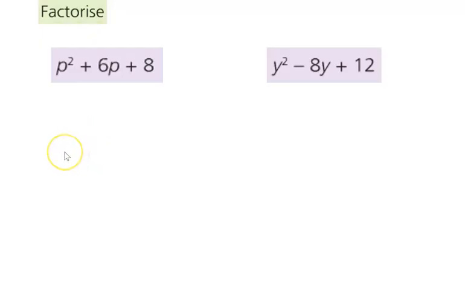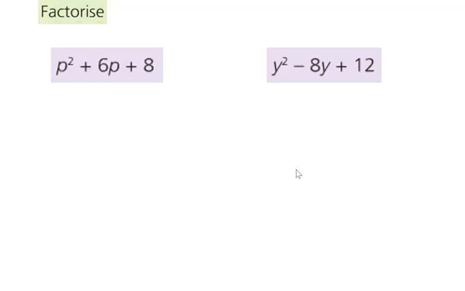So a couple more examples now for factorizing. We have p squared plus 6p plus 8, and then y squared minus 8y plus 12. So what's similar about both of these expressions is they are both quadratic because the highest power is 2. So we've got p squared and y squared. And they're both quadratic trinomials because in the first one we have a p squared, a p, and a constant. And in the second one we have a y squared, a y, and a constant. So we're going to factorize both of these using the arrow methods.